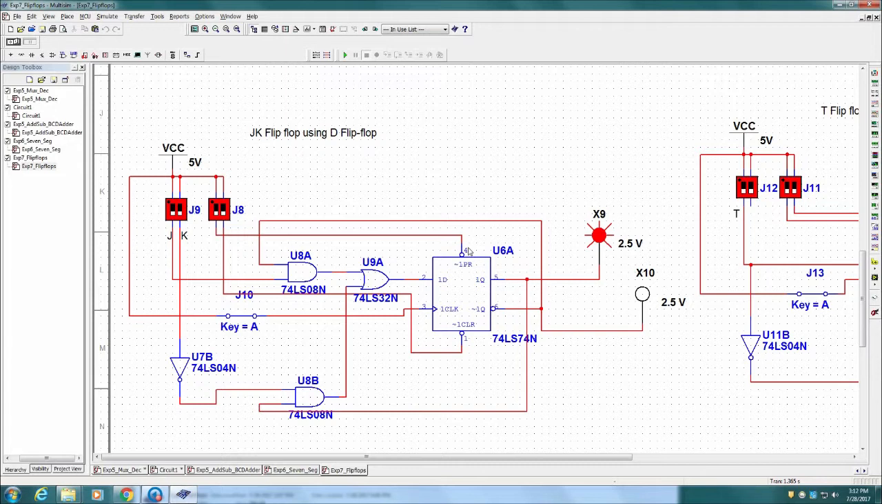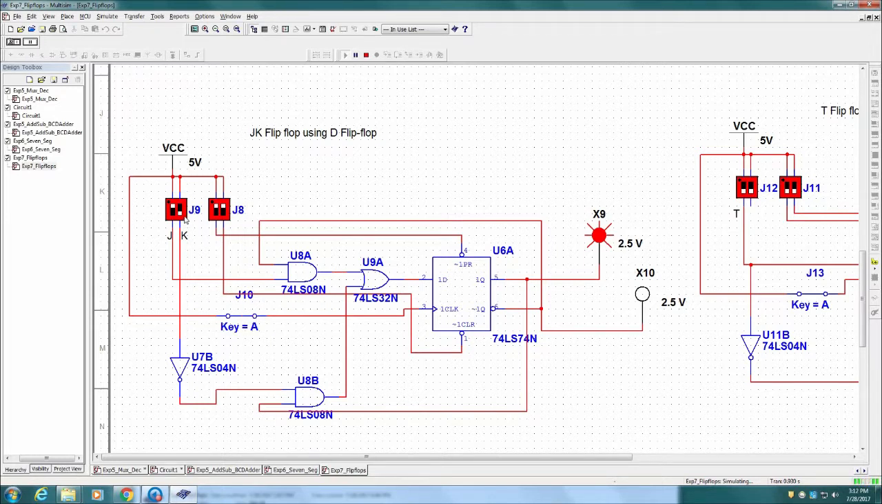Next, we will see how to design a JK flip-flop using D flip-flop ICs. For normal operation, we will set the preset and clear to 1. For J equals K equals 0, the output will remain in the previous state. When J equals 0, K equals 1, the output will change to 0. When J equals 1, K equals 0, the output will change back to 1. When J equals K equals 1, during each positive edge of the clock, the output will toggle.